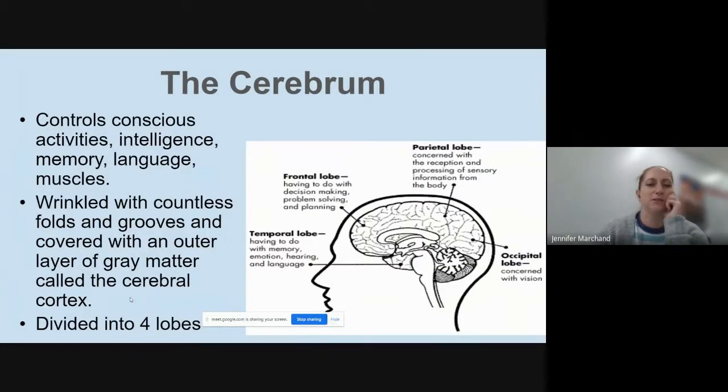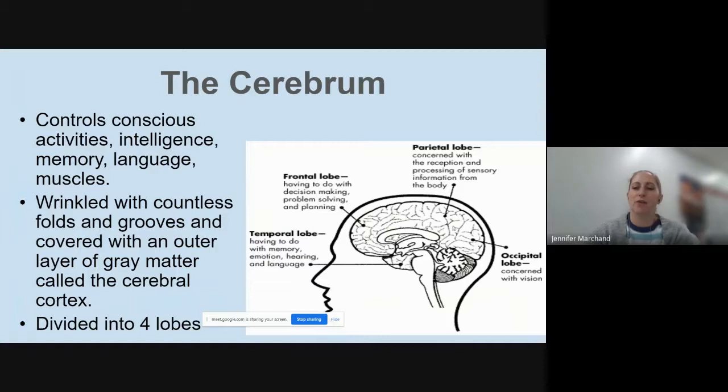All right, the cerebrum will control your conscious activities, intelligence, memory, language. This is the stuff you're using right now to learn this information. Your brain is super wrinkly. There are lots of folds. There's an outer layer of gray matter called the cerebral cortex, and then it's also divided into four lobes. You have the temporal lobe, the frontal lobe, the parietal lobe, and the occipital lobe in the back. The occipital lobe is concerned with vision.